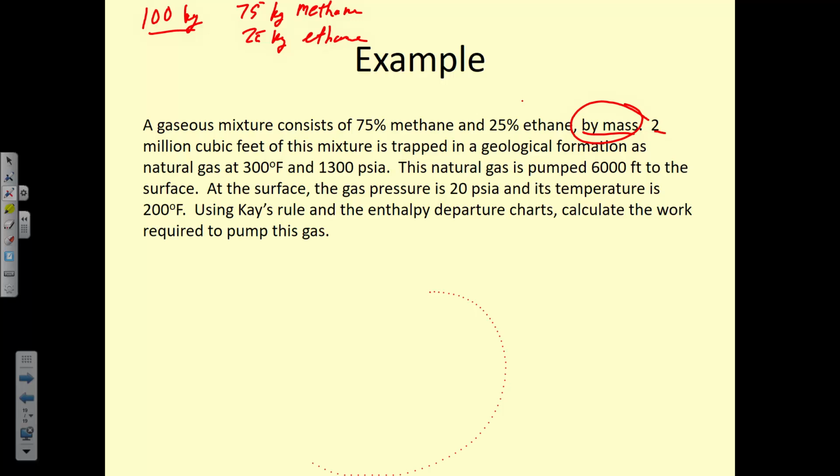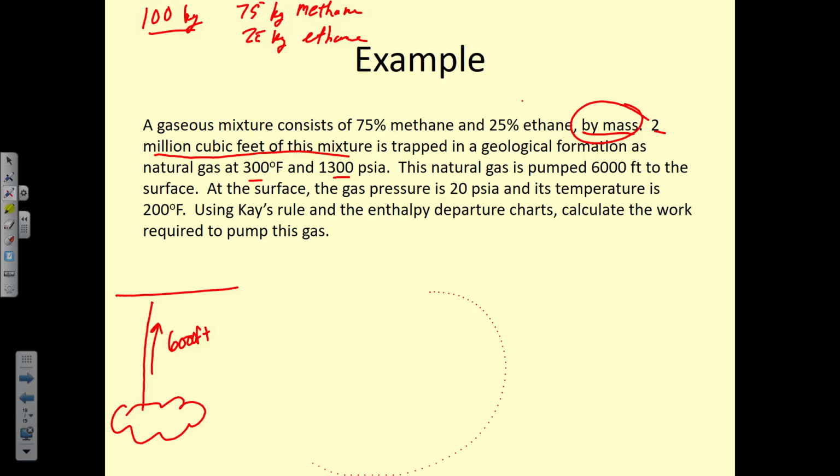And there's 2 million cubic feet of this mixture. Whew, that's a lot. Oh man, it's in feet. Dang it. It is trapped in a geological formation as natural gas at 300 Fahrenheit, 1300 psia. So it's down under the ground. And the natural gas is pumped 6,000 feet to the surface. At the surface, the gas pressure is 20 psia and the temperature is 200 degrees Fahrenheit. So we're going to use Hayes' rule and enthalpy departure charts to calculate the work required to pump the gas.